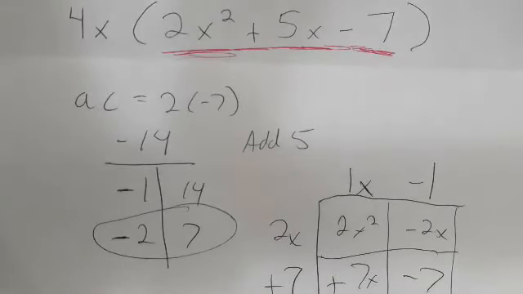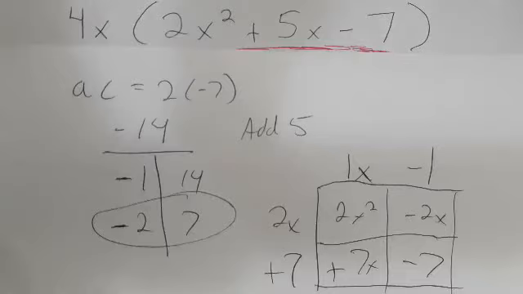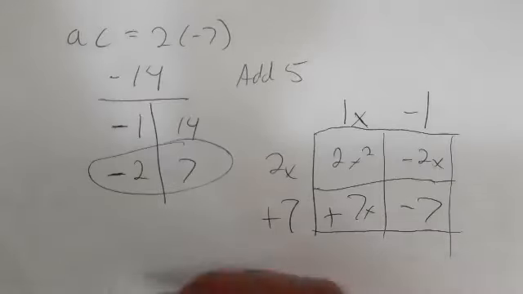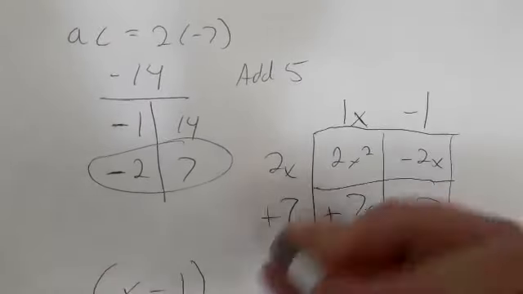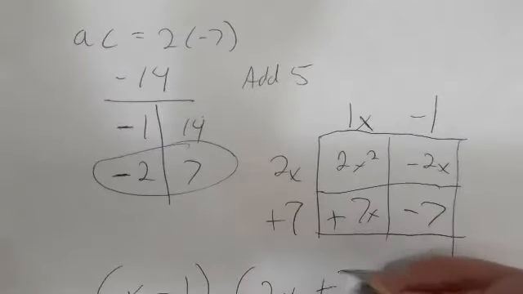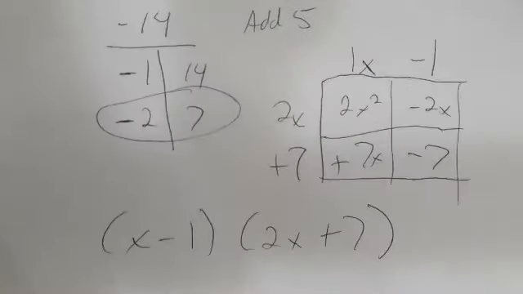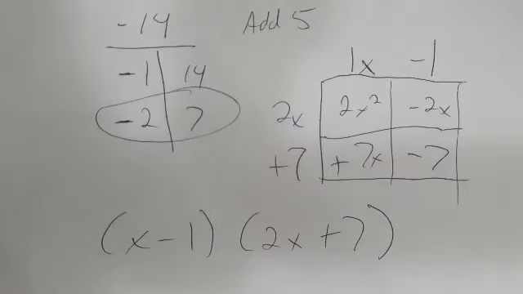I'm looking here at my factors, and I'm pulling my factors out. I have an x - 1, I have a 2x + 7. And if you do this, you did a good job. You did a lot of hard work. But there's one thing you shouldn't forget.